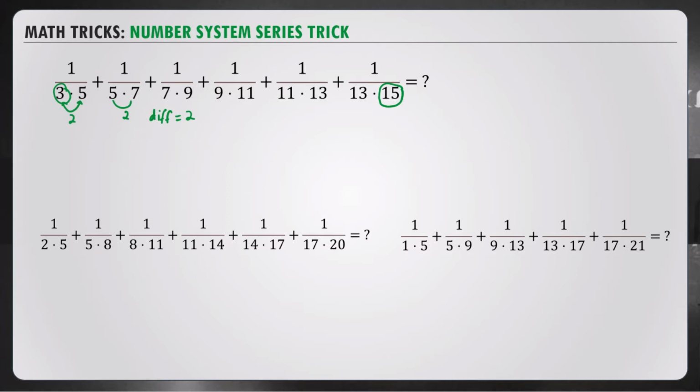All right. There are two ways to solve this. Let's do the first way. The first way is you would take 1 over the difference, which was 2, and then we multiply by 1 over the first number minus 1 over the last number. This would be equal to 1 over 2 into 4 over 15, which works out to 2 over 15.